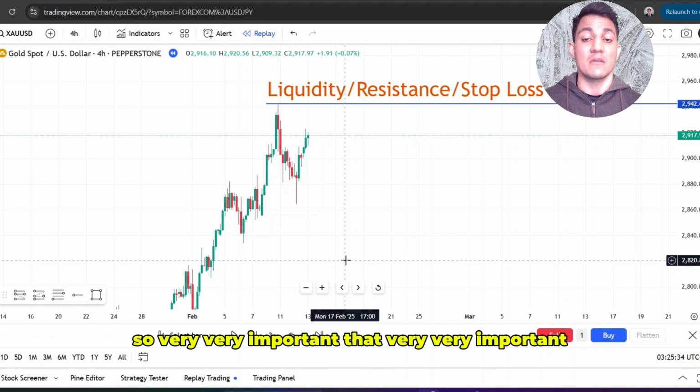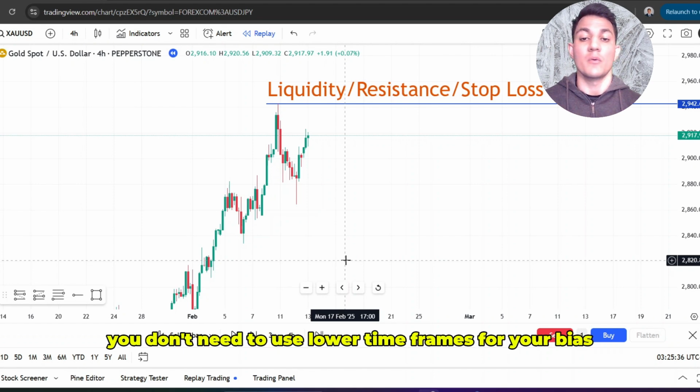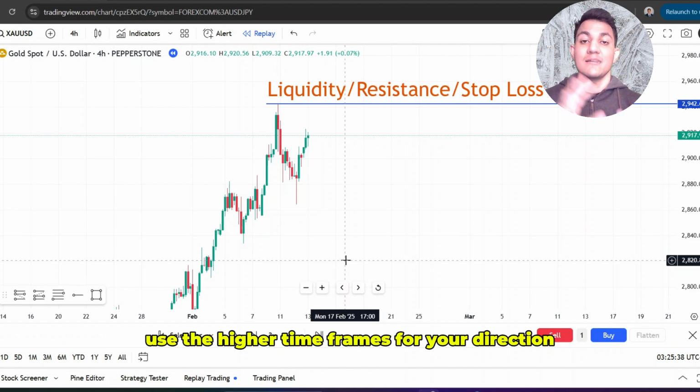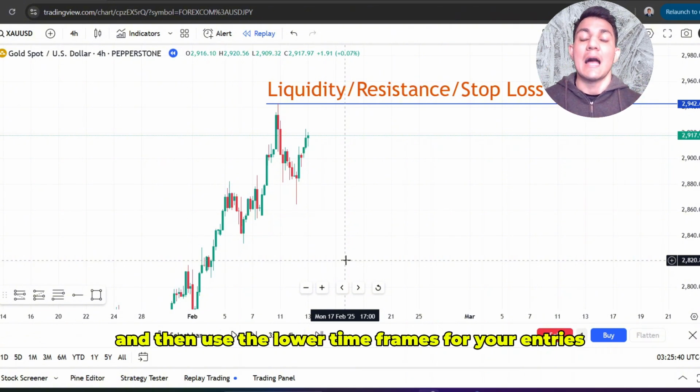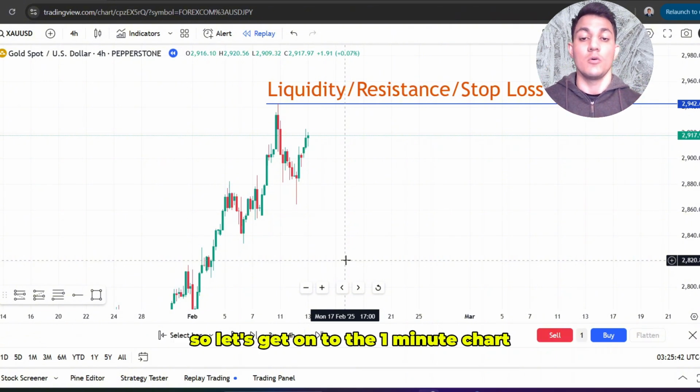So very, very important that. You don't need to use lower time frames for your bias. Use the higher time frames for your direction, and then use the lower time frames for your entries. So let's get onto the 1-minute chart and see what entries we can find.